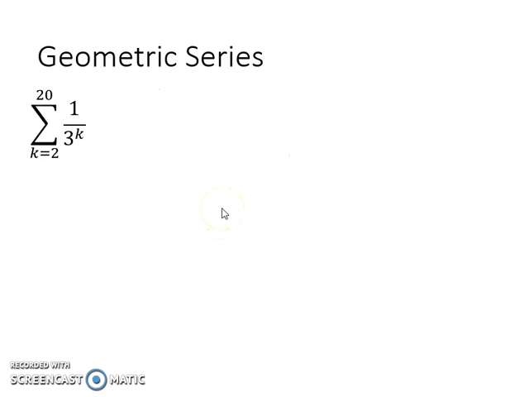So here we have a geometric series, k equals 2 to 20, and we want to add each of these terms. Our k starts at 2. That's okay. K equals 2, so our first term is 1 over 3 squared. Our second would be 1 over 3 cubed, plus all the way up to 1 over 3 to the 20th. Now this actually wouldn't be too bad to find because we know what our nth term is. It's 1 over 3 to the 20th, so we could find that.